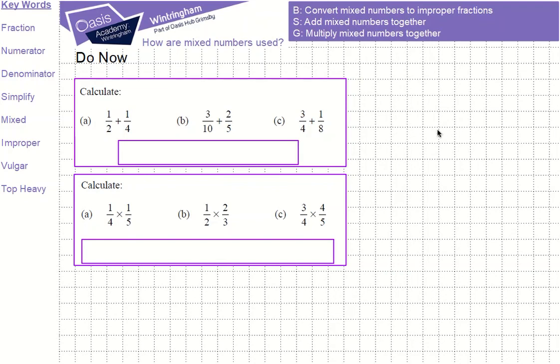Hello, this video is going to be similar to the last one you looked at, hopefully on Monday. Last lesson we looked at converting mixed numbers into improper fractions, and today we're going to look at how we can use those when we're adding and multiplying mixed number fractions as well.